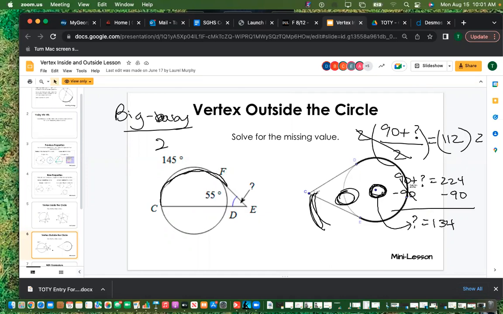Okay, so the big arc is right here, which is 145. The baby arc, which is right here, is 55. And we're going to divide it by 2. So what's 145 minus 55? Okay. And 90 divided by 2 gives me what? 45. Okay. So my angle right here is going to be 45.